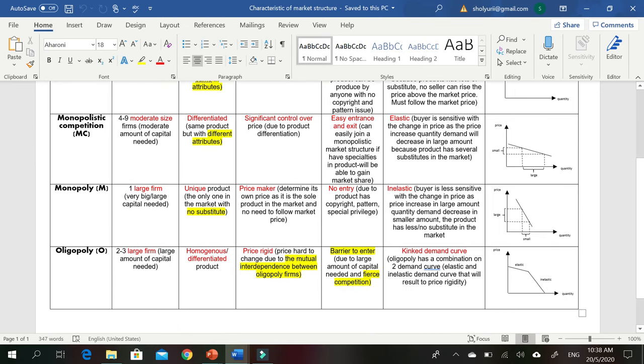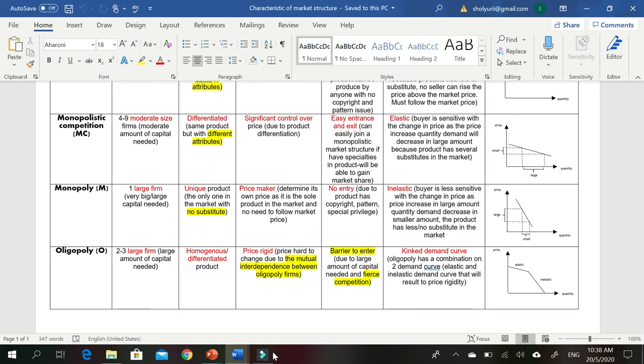No entry monopoly, because product dia ada copyright, patent, special privilege. So if others want to enter their industry and produce the same product like monopoly did, cannot, because product dia ada copyright. You cannot follow, you cannot copy, you cannot tiru. Salah dari segi undang-undang. Sebab dia buat hak cipta terpelihara for their product. For oligopoly, yes, you can copy their product, tapi they have a large barrier to entry. Why? Sebab this company is very big company. You must have lots of amount of capital to start up the business, and they will have a very fierce competition. Nak buat syarikat petroleum bukan senang.